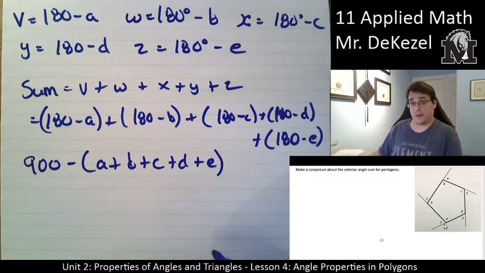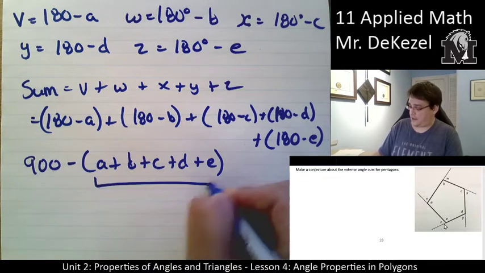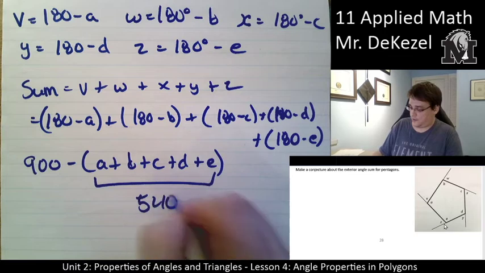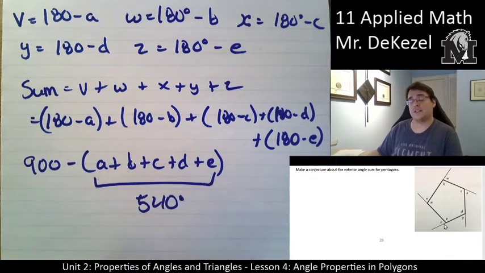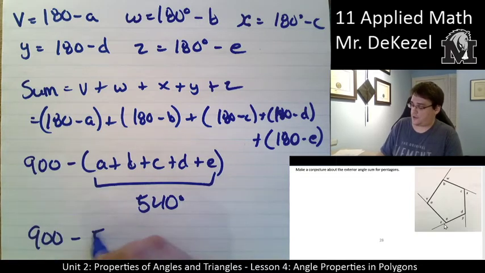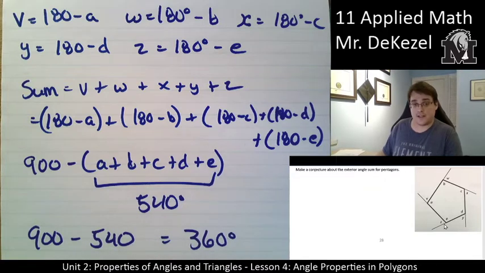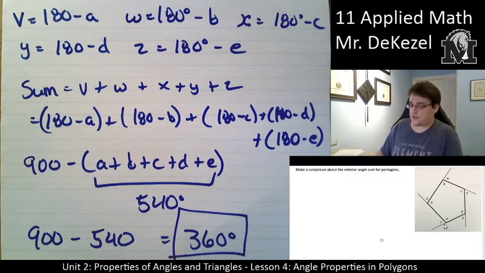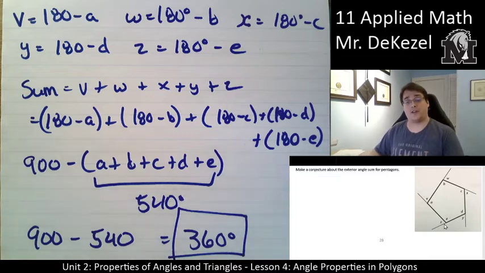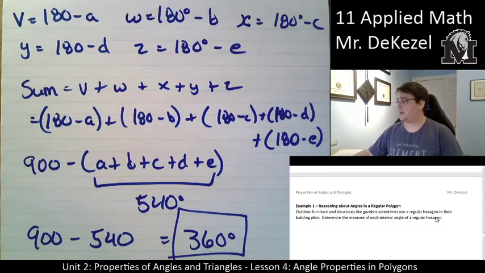And I know that in a pentagon, these together equal 540 degrees, right? The interior angles of a pentagon, I've already proved to you, is 540 degrees. So 900 subtract 540 is equal to 360 degrees, right here. So I've proven that the exterior angles are 360 degrees. Let's go to the next example here.